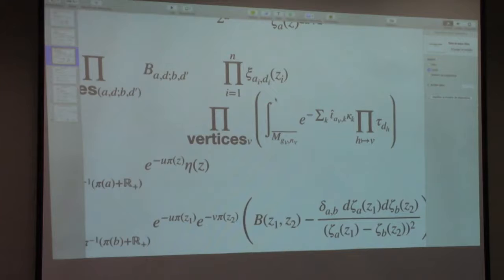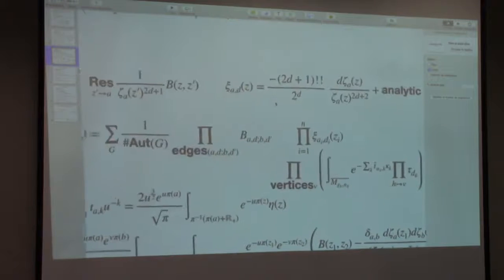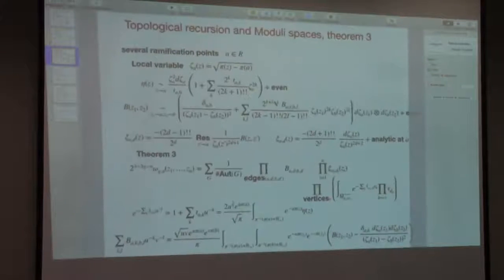Okay, so now when you apply this theorem to more complicated spectral curves, and in particular the mirror of some more complicated Calabi-Yau threefold.